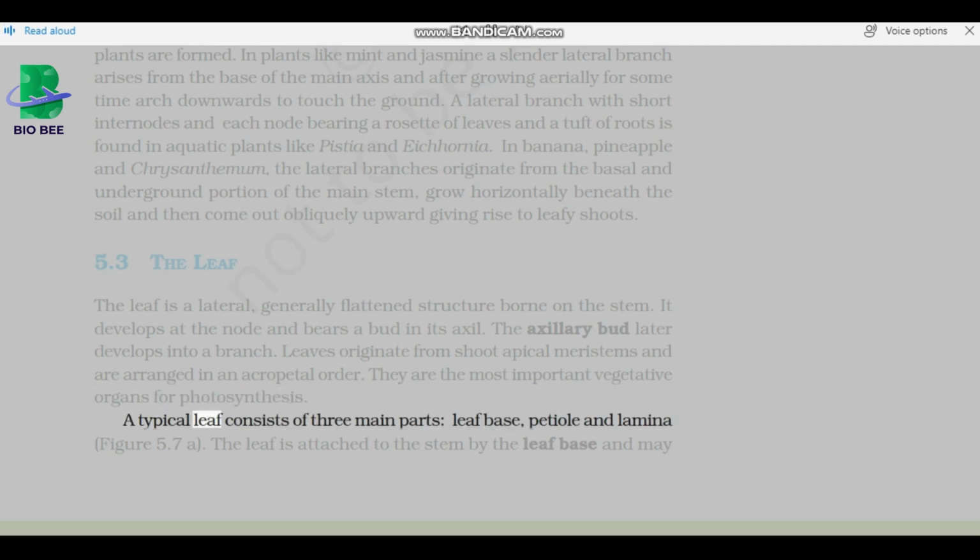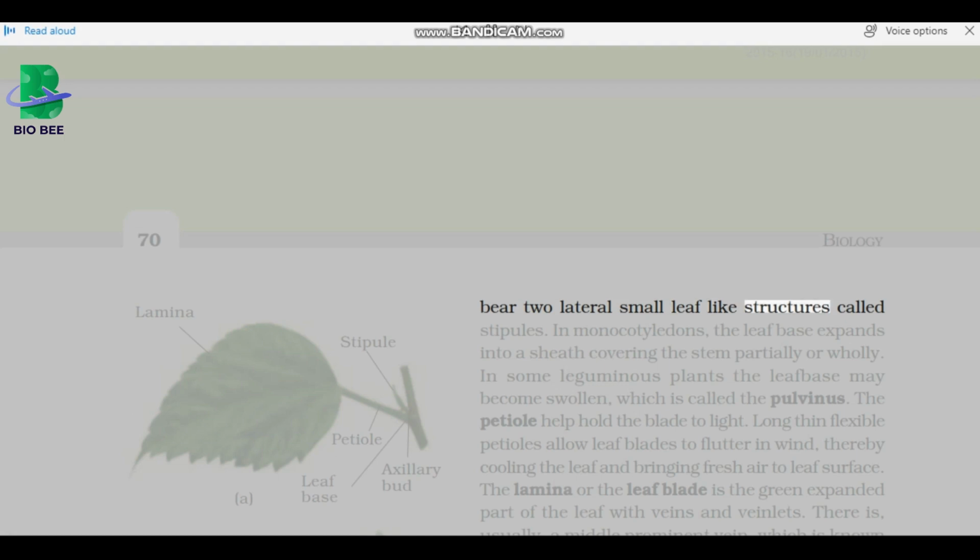A typical leaf consists of three main parts: leaf base, petiole, and lamina. Figure 5.7a. The leaf is attached to the stem by the leaf base and may bear lateral small leaf-like structures called stipules. In monocotyledons, the leaf base expands into a sheath covering the stem partially or wholly. In some leguminous plants, the leaf base may become swollen, which is called the pulvinus. The petiole helps hold the blade to light.